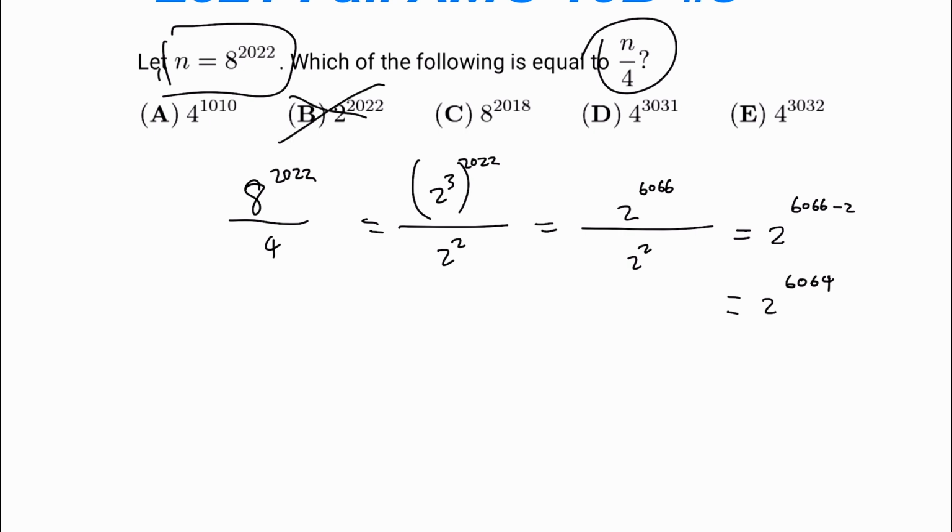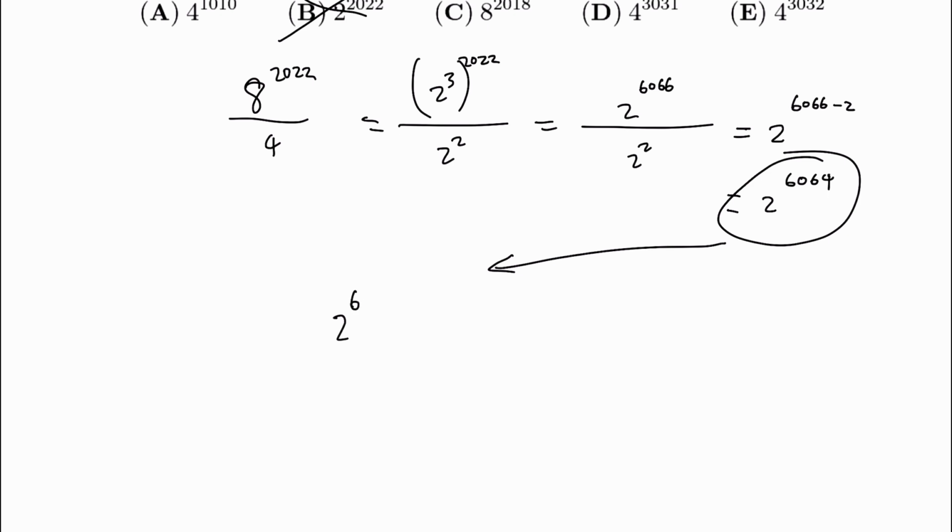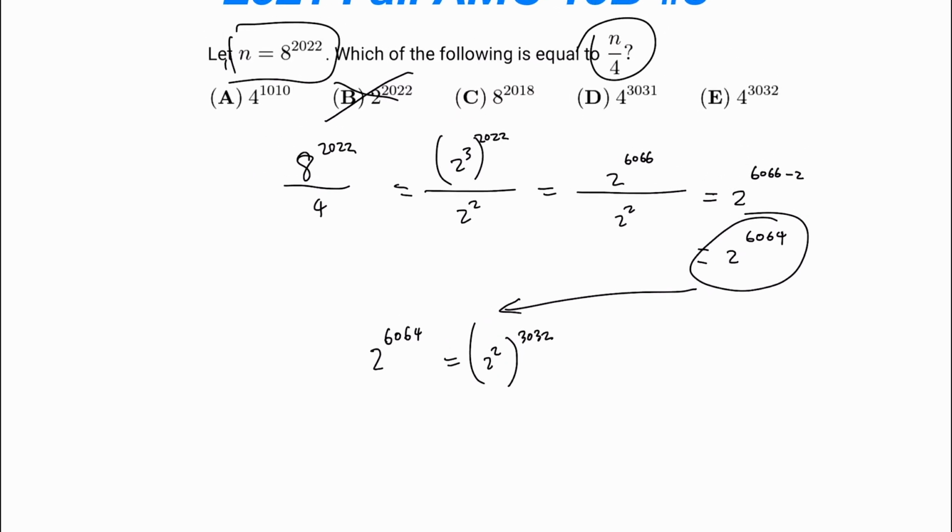And let's take a look. Well, if we want to convert all of the answer choices to base 2, that might be a lot of work, so might as well convert this into base 4. Well, if that is in base 4, then we get 6,064, and we want to turn it into base 4, which means that we need to divide that by 2, and we get 3,032, which means that we get our answer choice E.